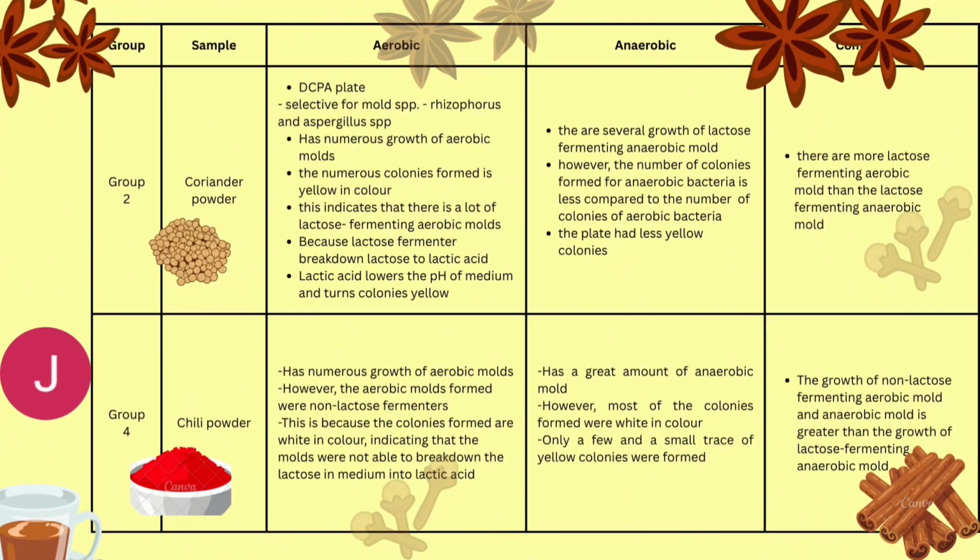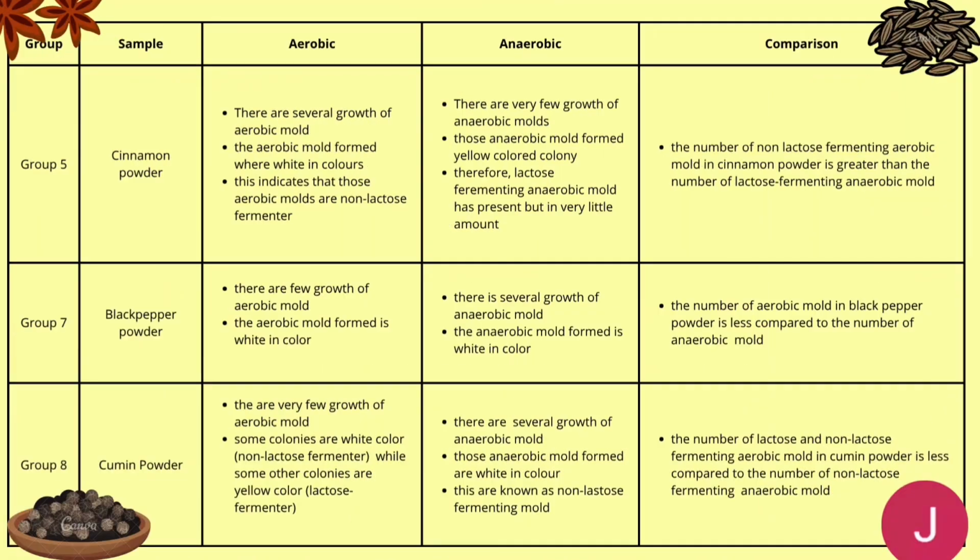Then for coriander powder in the anaerobic plate, it was found that several growth of lactose fermenting anaerobic mold. However, the number of colonies formed for anaerobic mold is less compared to the number of colonies of aerobic mold. Then the group 5 with the cinnamon powder sample, it had several growth of aerobic mold, and the aerobic mold formed were white in color, which is the non-lactose fermenter. Then the cinnamon powder in anaerobic plate, it was found that there are very few growth of anaerobic molds, and the anaerobic mold formed were yellow in color, and they are lactose fermenters.